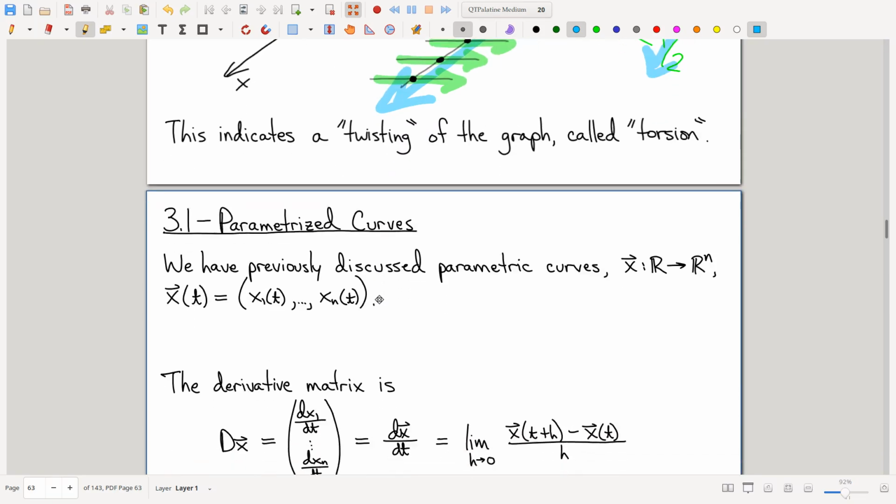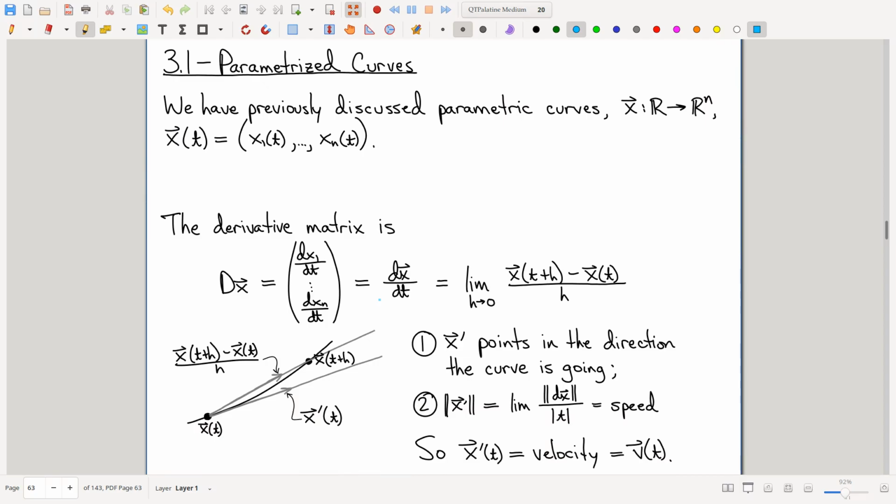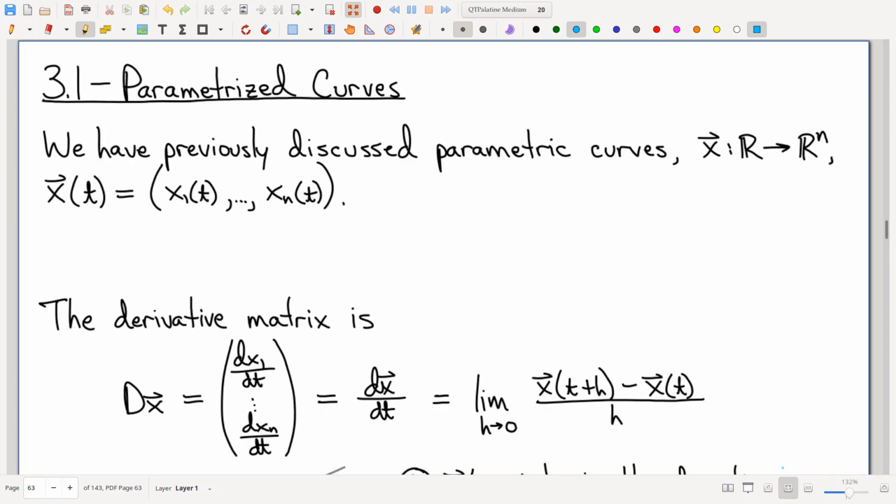Okay, moving along. So let's see here. Let me get back into the full screen mode. Okay, so let's talk about section 3.1.